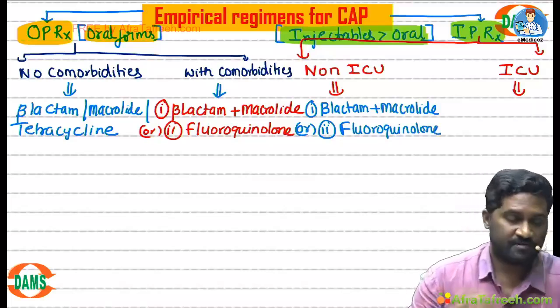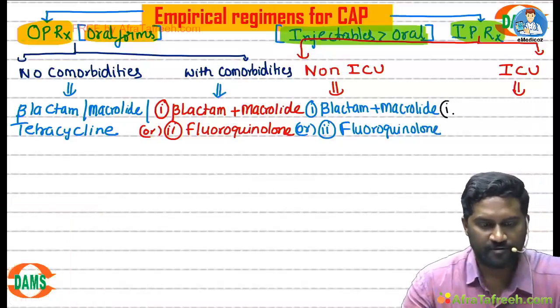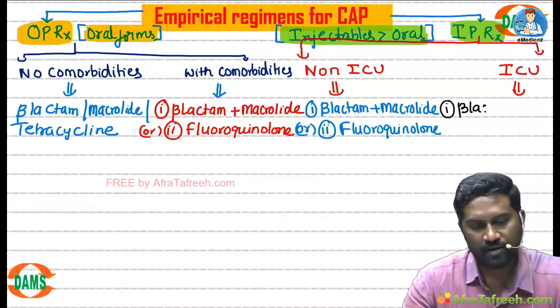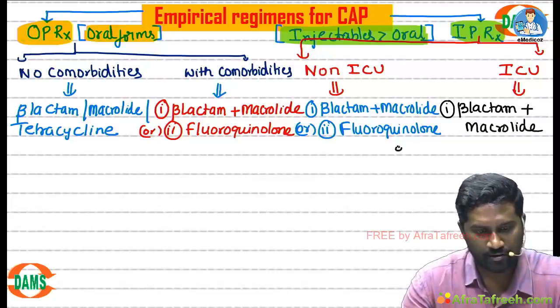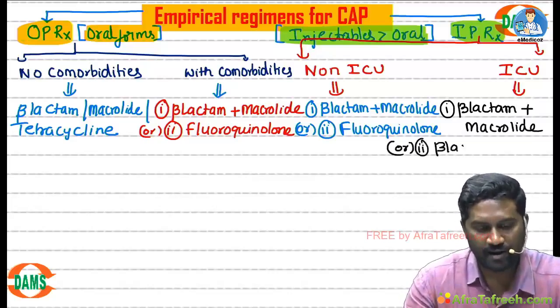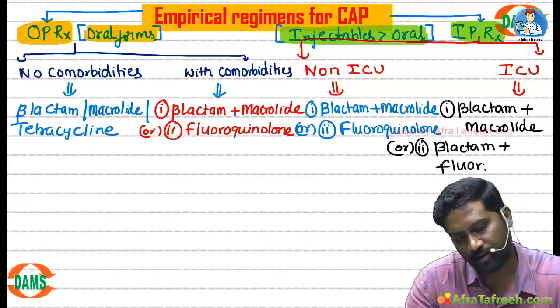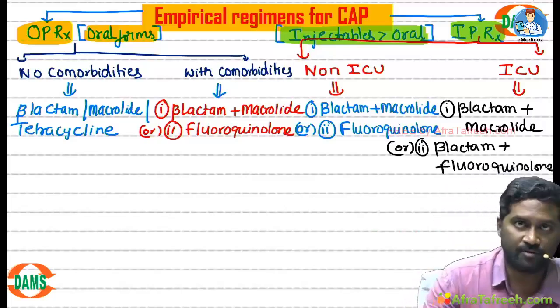Now if the patient is admitted in ICU, the first preferred will be beta lactam with macrolide or the second preferred is beta lactam with fluoroquinolone.